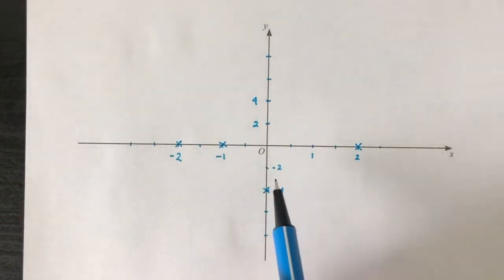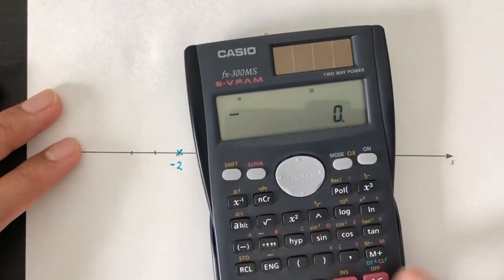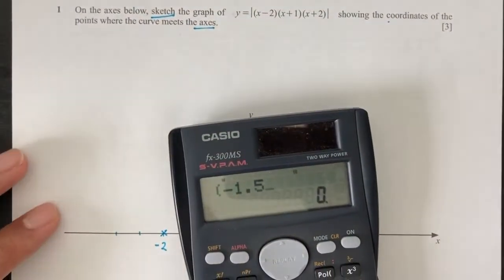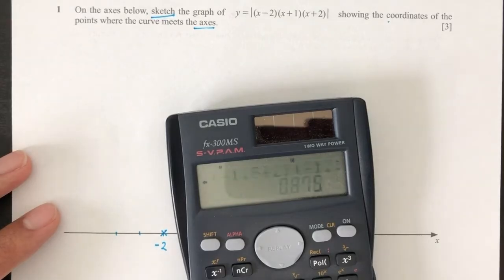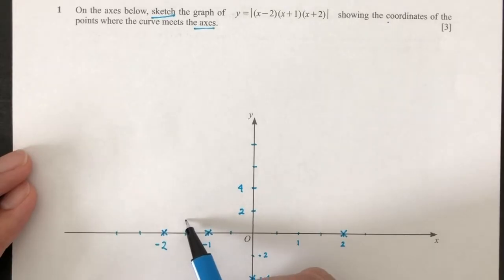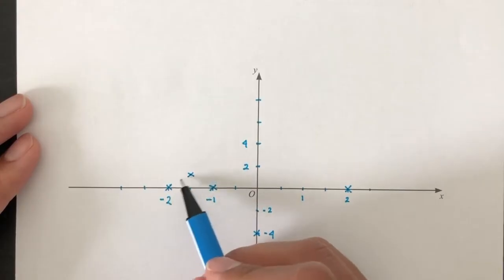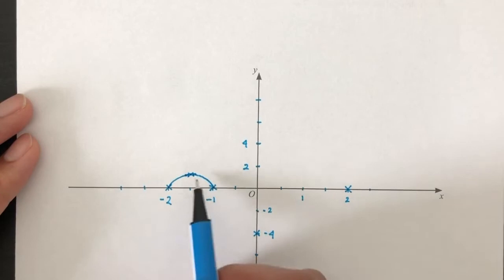Let's see. The value in between will be minus 1.5. So let's replace in the equation: (minus 1.5 minus 2)(minus 1.5 plus 1)(minus 1.5 plus 2). That will be 0.875, so it will be about this value right here. That is good to know. So for this part, it will be like that, and for this part, it will be like this.